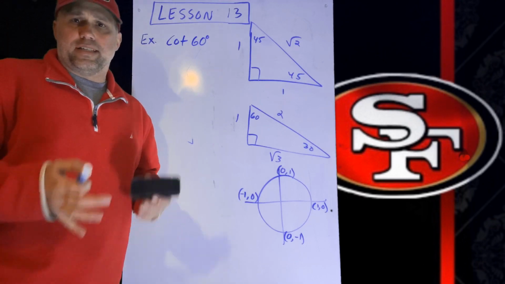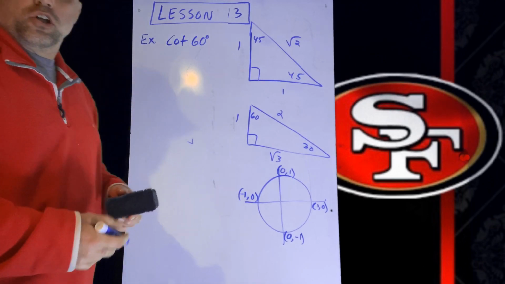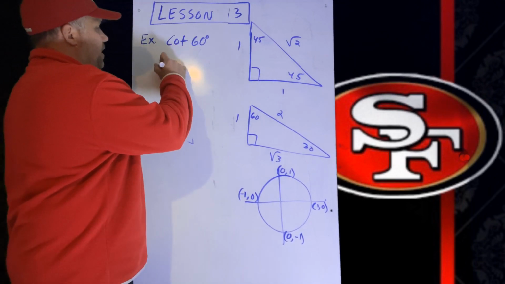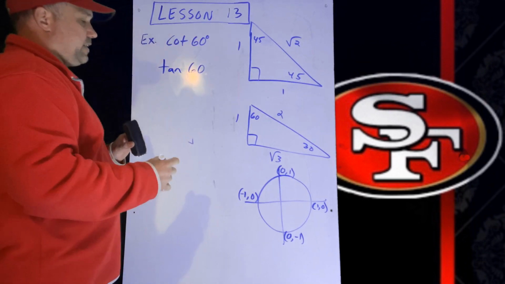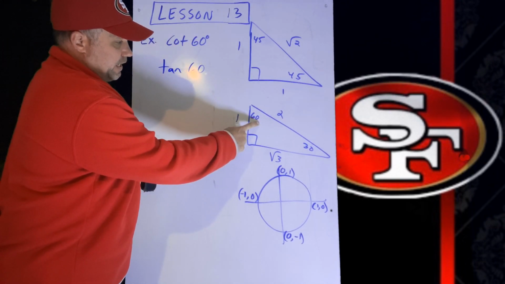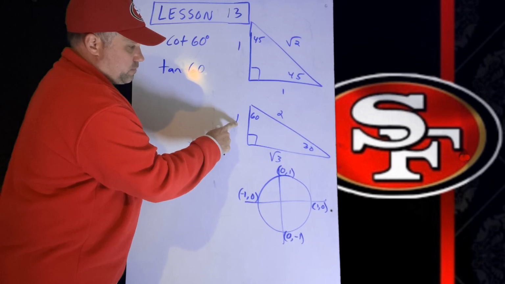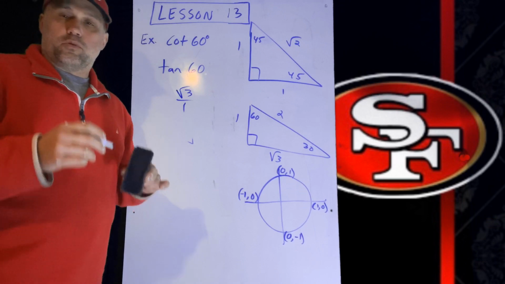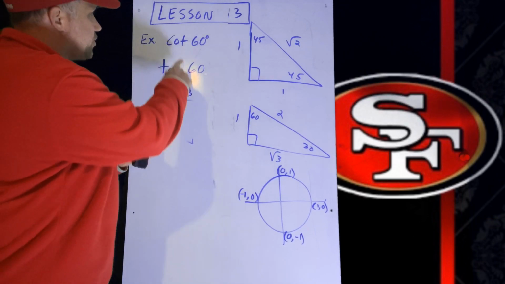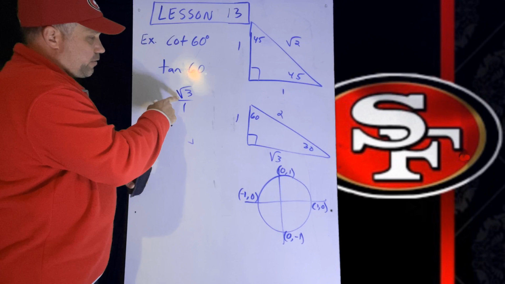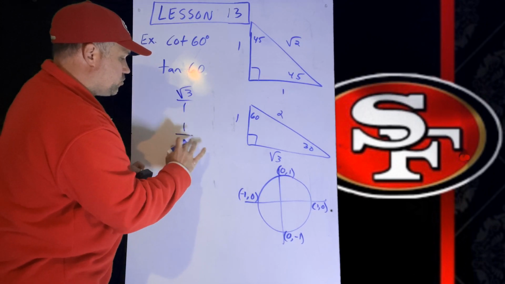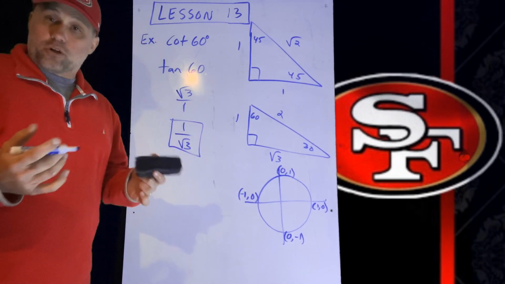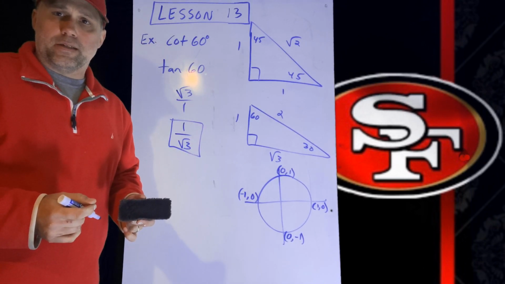Our next one is the cotangent of 60. Cotangent is tangent's reciprocal, so I'm going to first find the tangent of 60. I can get that from my 30, 60, 90 triangle right here. Tangent is opposite over adjacent, so radical 3 over 1. But we now want to flip that answer because we wanted the cotangent of 60. So I take radical 3 over 1 and flip it to 1 over radical 3, and that's going to be the cotangent of 60.